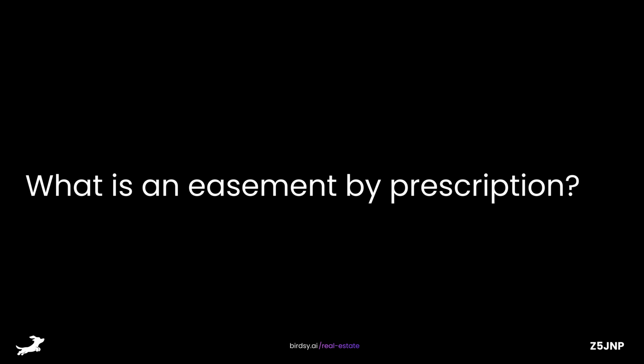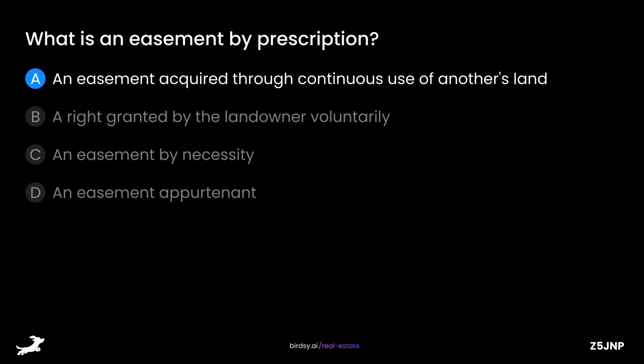What is an easement by prescription? Is it A, an easement acquired through continuous use of another's land? B, a right granted by the landowner voluntarily? C, an easement by necessity? Or D, an easement appurtenant?